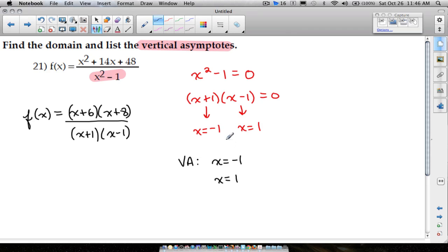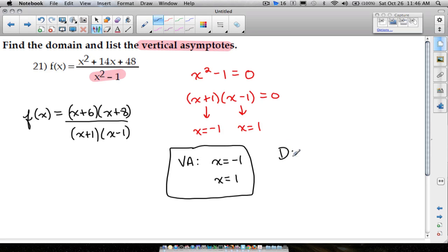Now these numbers actually mess up the problem. You can't plug -1 into this thing because you get 0 in the bottom. You can't plug +1 into this thing because you get 0 at the bottom. They're called vertical asymptotes. We've seen them on graphs. I've given you some previews, and we're going to look at that in a few minutes as well. So there's our VA.